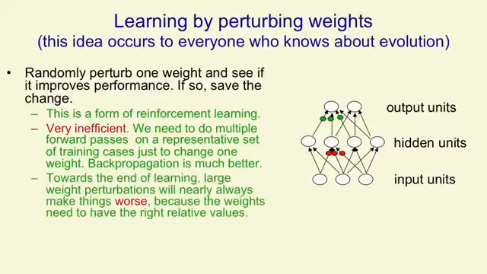An additional problem with randomly changing weights and seeing if it helps is that towards the end of learning, any large change in a weight will nearly always make things worse, because the weights have to have the right relative values to work properly. So towards the end of learning, not only do you have to do a lot of work to decide whether each of these changes helps, but the changes themselves have to be very small.